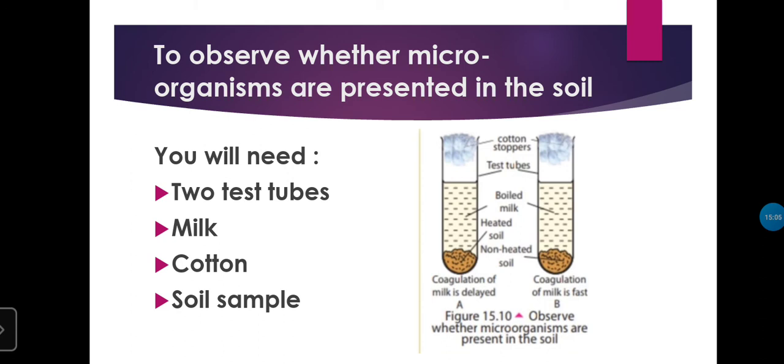What you have to do is get the 2 test tubes and pour boiled milk of the same length into the 2 test tubes. Then put heated soil sample into test tube A and put non-heated soil sample into test tube B. Then you have to fix cotton stoppers on the top of the test tubes, because water and air can enter the test tube but microorganisms can't. Okay, then you have to take the observation hourly.